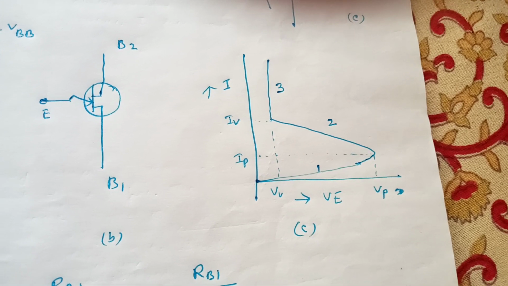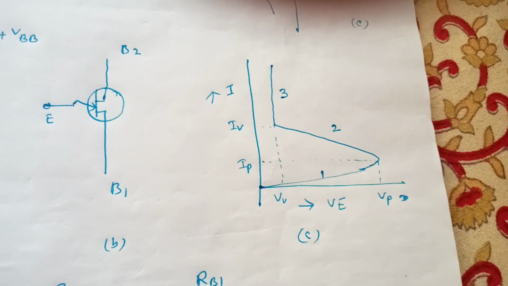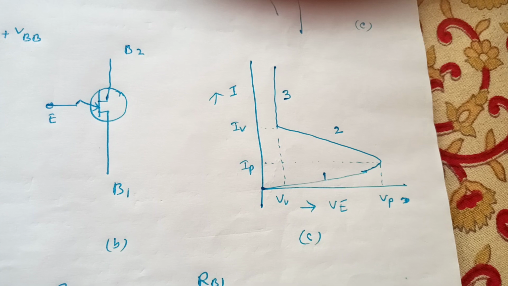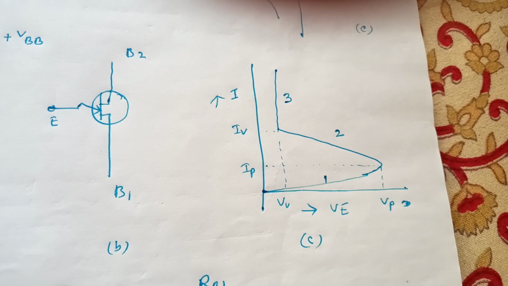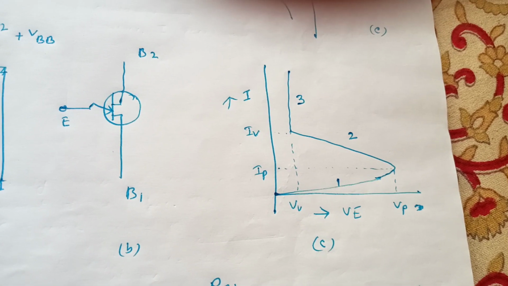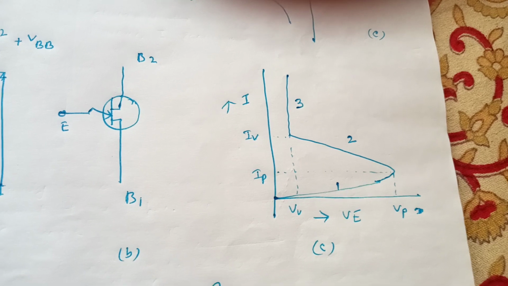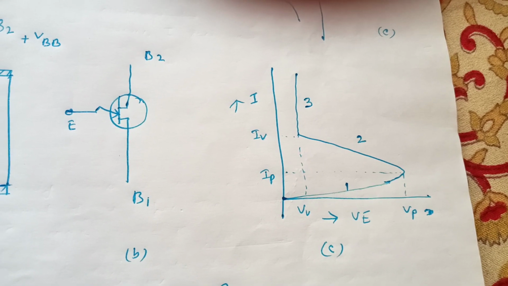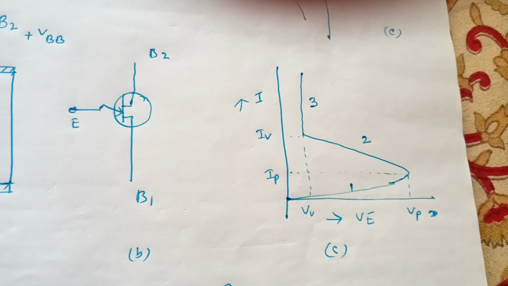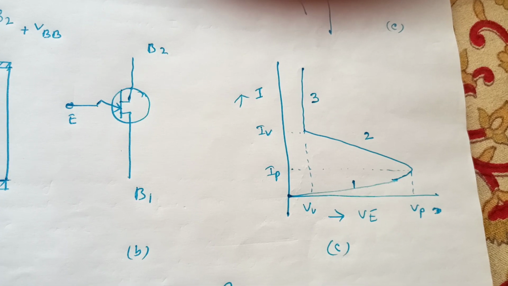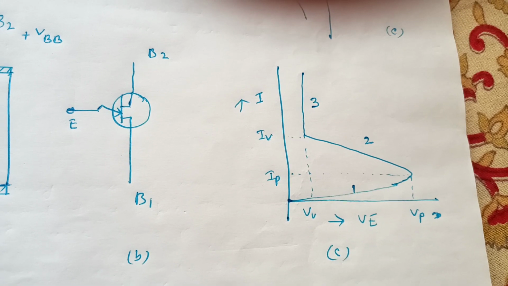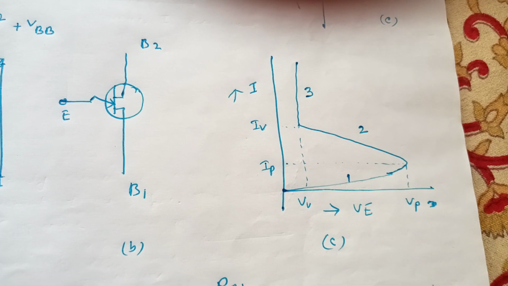The device thus shows a negative resistance in region 2 in the IV characteristics of the device. When the current becomes larger than IV, the voltage between emitter and B1 starts to rise. This portion of the characteristics is called the saturation region and is denoted by region 3.